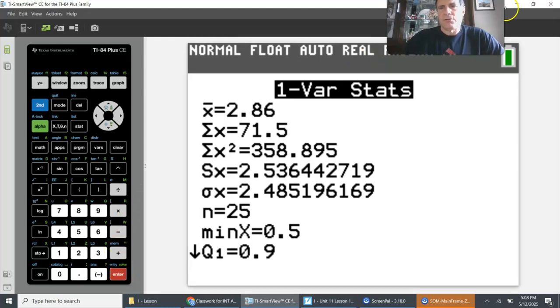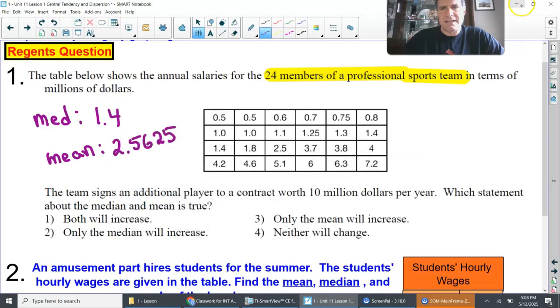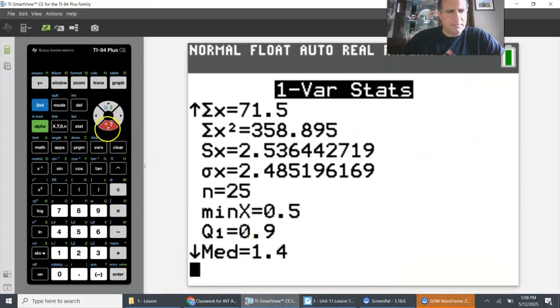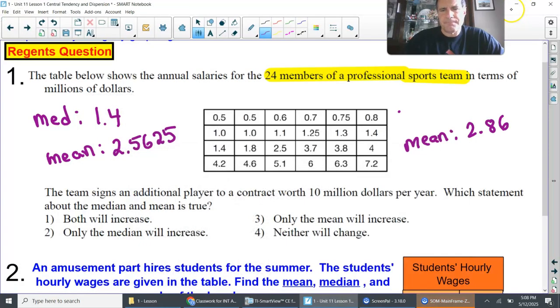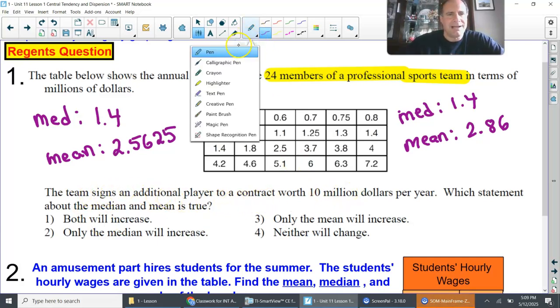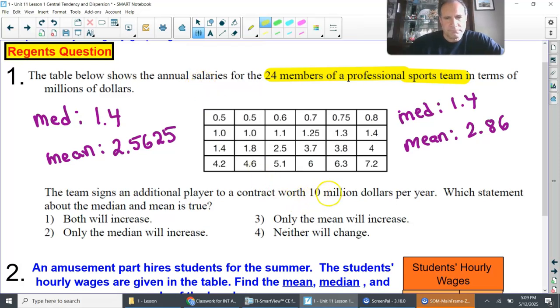So now, let's go back. This is 2.86 now. The mean is 2.86. And the median is 1.4. Now I can answer the question. Team signs an additional player worth $10 million per year. Which statement about the median and mean is true?